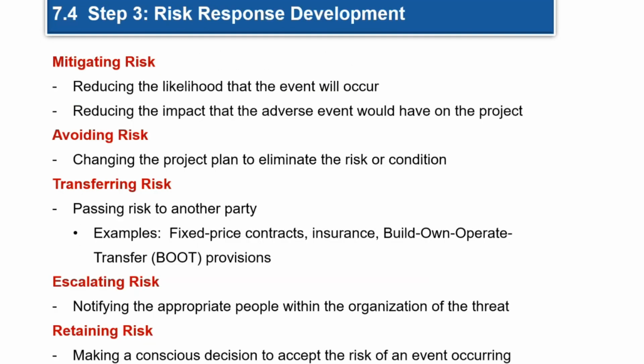So step 3, risk response development. There are some methods. For example, very common ones are mitigating the risk, which basically means reducing the likelihood that the event will occur, and reducing the impact as well.